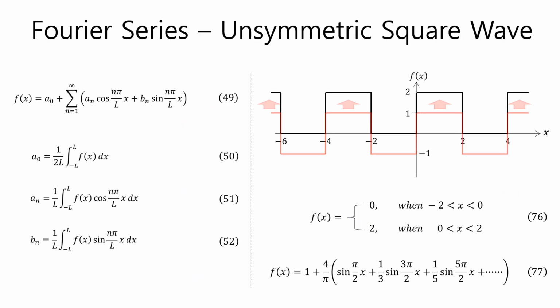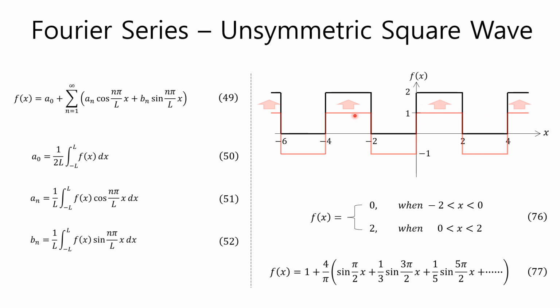This time, we will look at unsymmetric square waveforms. Unlike a square waveform that is symmetrical about the f(x) axis, the square waveform shown on the right is not symmetrical about the f(x) axis. The black square waveform in the figure on the right can be seen as having shifted the square waveform shown in red in the positive direction by 1 along the vertical axis.